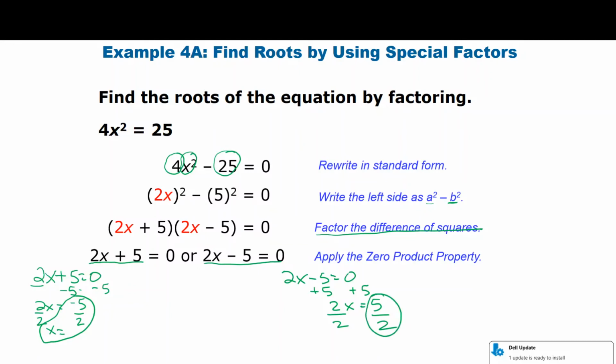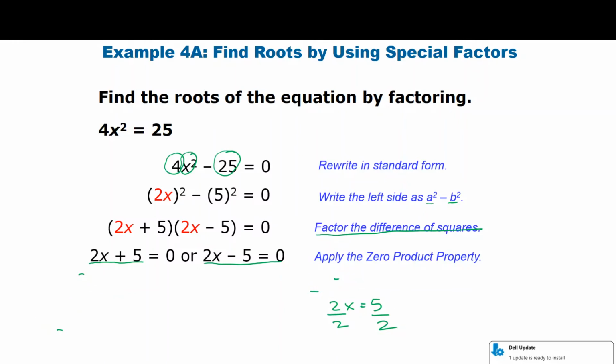All right, I'm going to erase all that. And if you need to put the video on pause and go back and review that, that's fine. So let's go ahead, and when you solve it, we get this. There's our equations that we get.